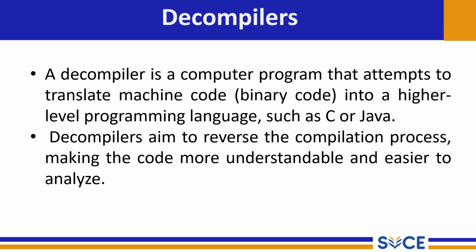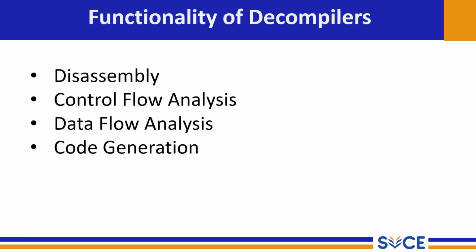So next is the functionality of the decompiler. The primary function of a decompiler is to take a binary file as input and output the corresponding source code in a higher level language. This process involves first, disassembly, second, control flow analysis, third, data flow analysis, and fourth, code generation.